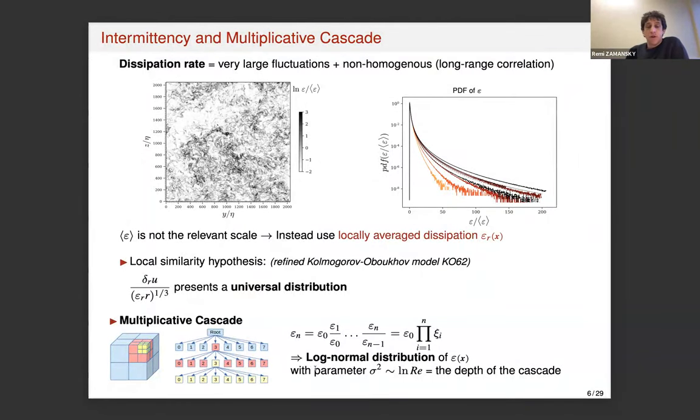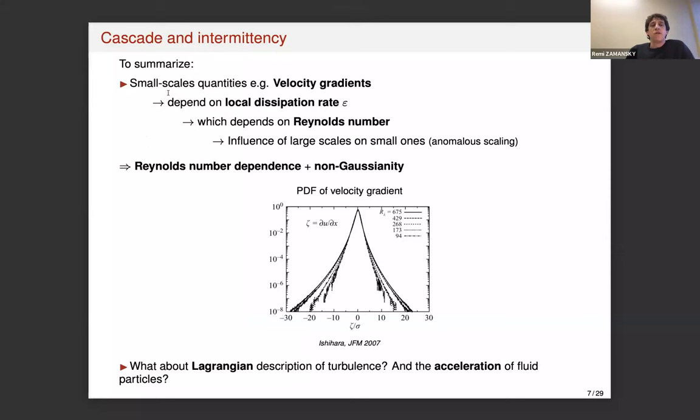And so that gives the model, or the hypothesis, of having a log-normal distribution for the dissipation. So just to summarize that, the small-scale quantity like the velocity gradient should depend on the local value of the dissipation rate within that model. And because of that cascade, that multiplicative cascade, we expect that it depends on the Reynolds number. And we keep having an influence of the large scale on the small scale, like the velocity gradient, through that multiplicative cascade.